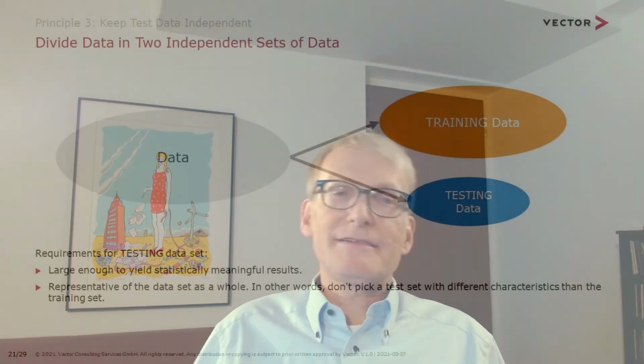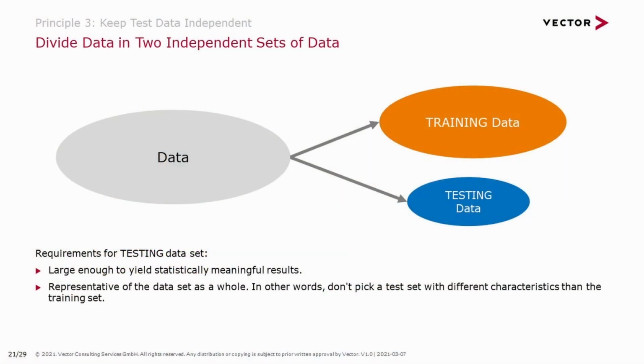Thirdly, keep data independent. Usually the data is split into training data and testing data. And of course, the testing data has to be statistically relevant and should be representative of the data set as a whole. So this is usually done to split up the data.